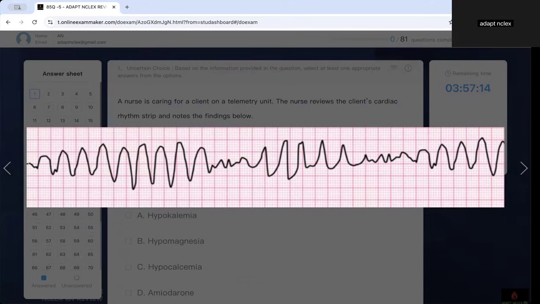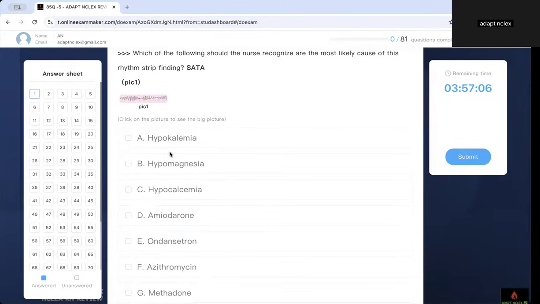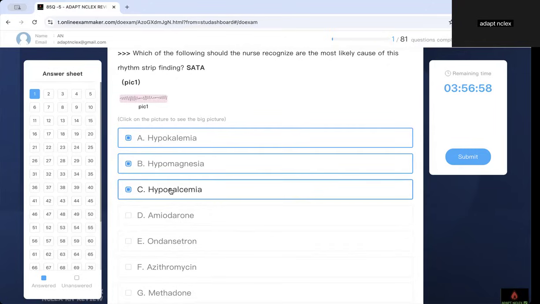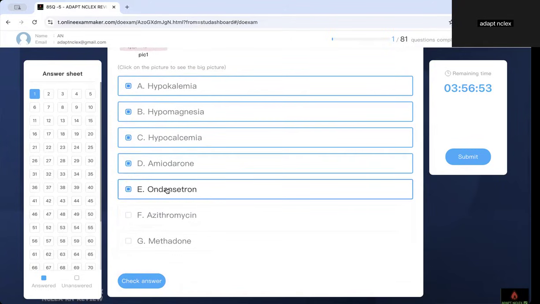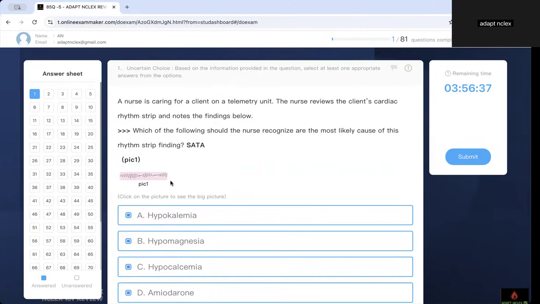What causes Torsades de Pointes? QT prolongation. Anything that causes QT prolongation can be responsible for that. Hypokalemia causes QT prolongation. Hypomagnesemia, QT prolongation. Hypocalcemia, QT prolongation. Amiodarone, QT prolongation. Ondansetron, methadone, QT prolongation. All of these cause QT prolongation, and therefore they can lead to Torsades de Pointes. Write them down, know this concept, memorize the medications that cause QT prolongation.